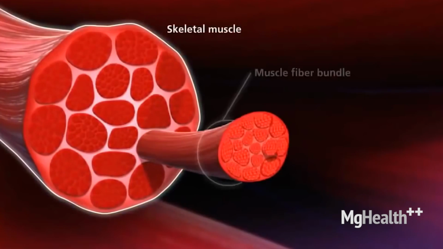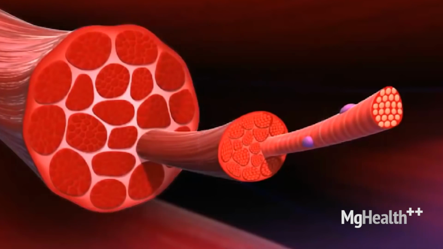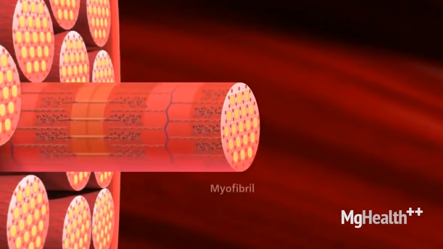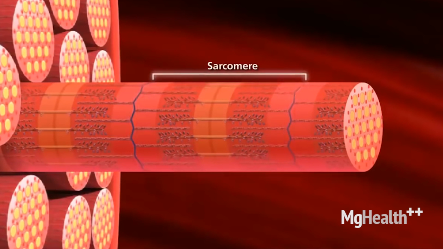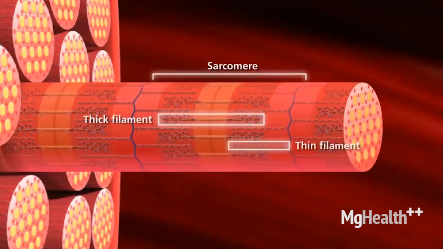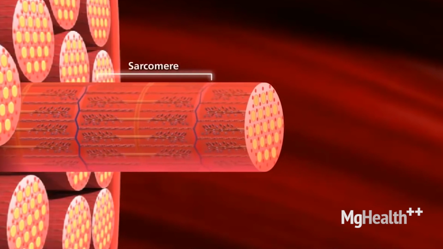Our muscles are made of bundles of muscle fibers. Each muscle fiber is made of many myofibrils, and each myofibril is made of many sarcomeres. The sarcomere is made of alternating thick and thin filaments. These filaments are what allow our muscles to contract and relax.